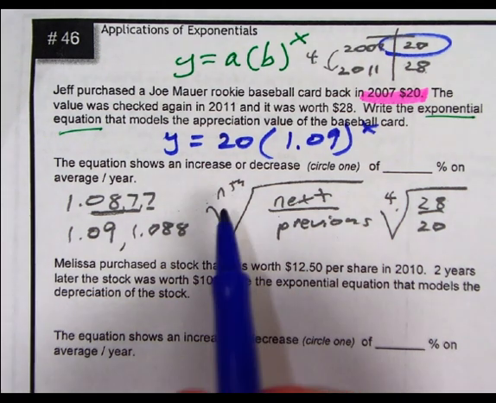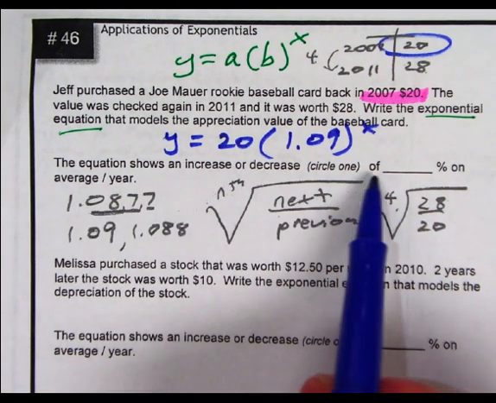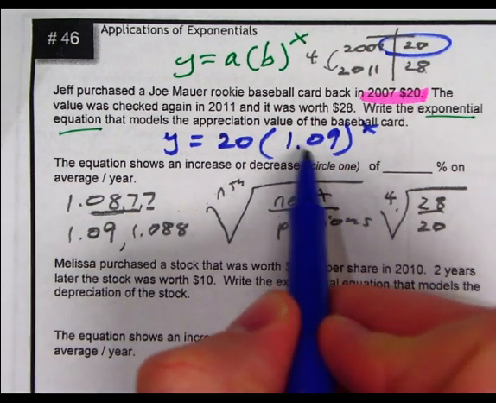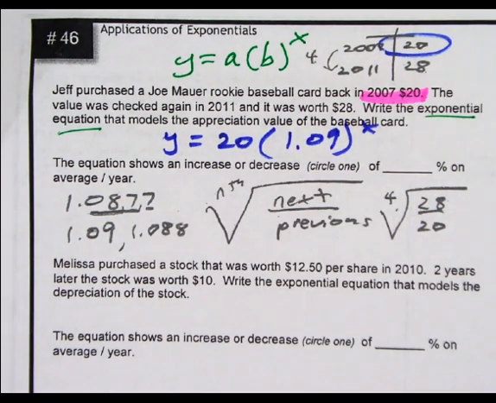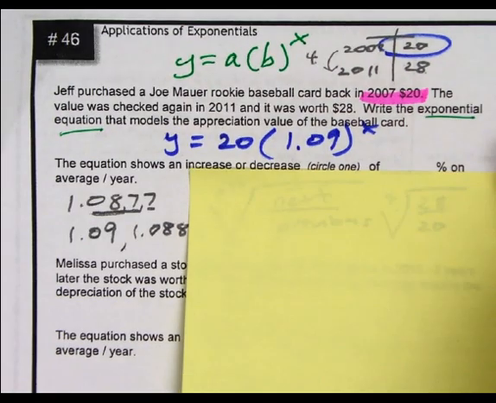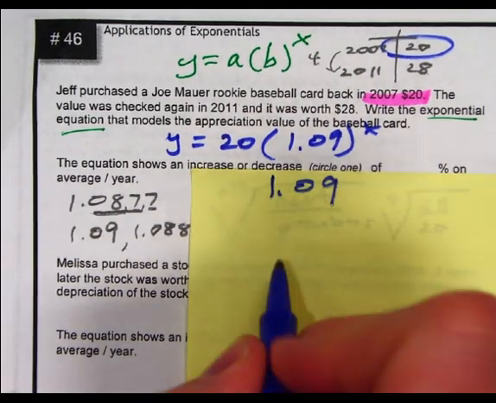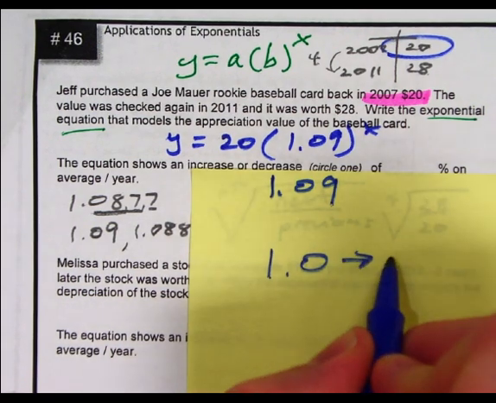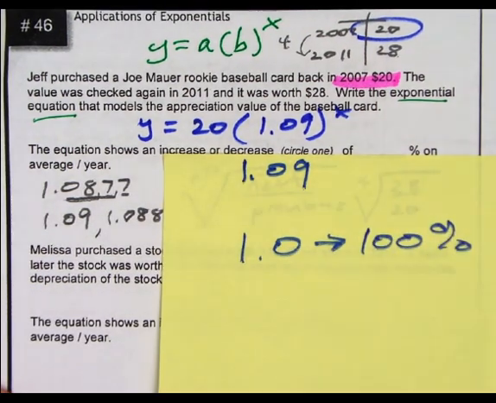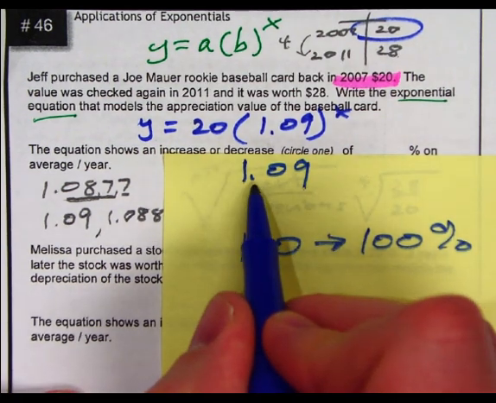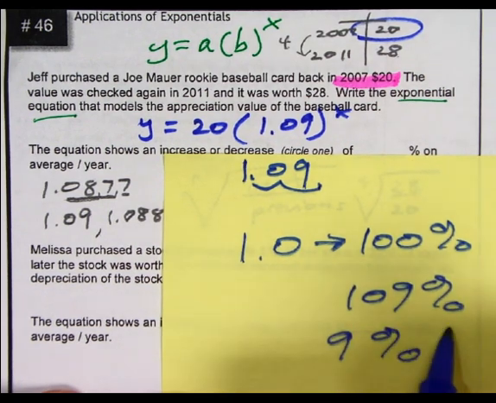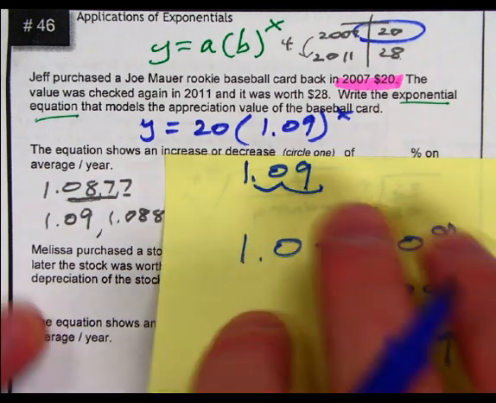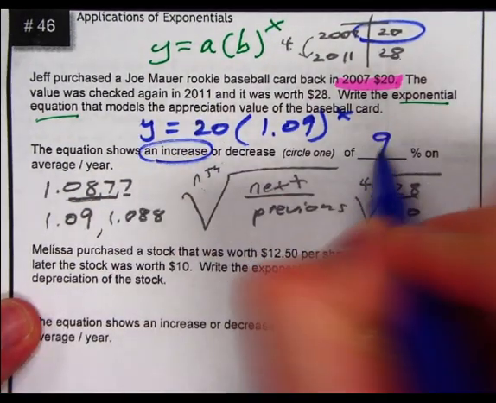Now, the follow-up question is, the equation shows an increase or decrease of blank percent on average per year. Well, it's over the number 1. The number 1 represents 100%. We're always talking about the moves from 100%. How far away is it from the number 1? So in this case, we're at 1.09. Well, 1.0 is one whole of something, 100% of an item. So in this case, we're at 109%, because if I move this decimal back 2 places, I would be at 109%. That's 9% growth. I'm above 100%. So that's what I look at here. It would be an increase of 9%.